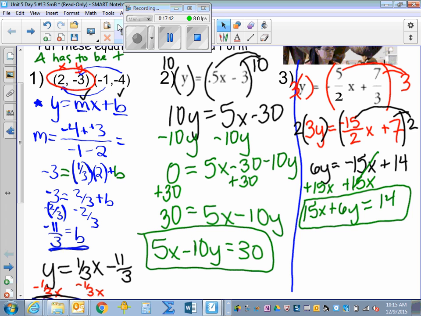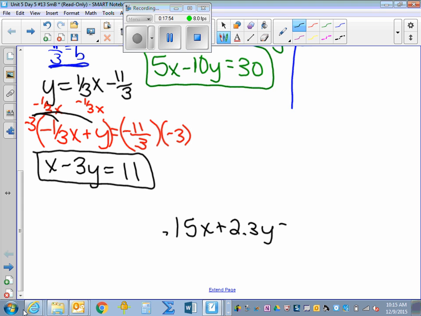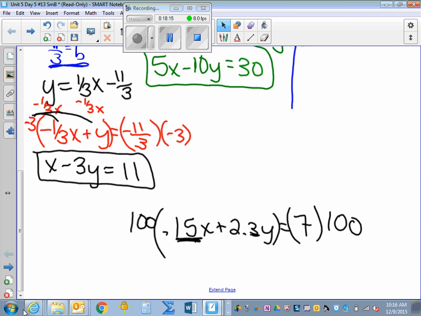If it was 2 decimal places afterwards, let's say, for example, I had 0.15x plus 2.3y equals 7. Here I have 2 decimal places afterwards. Here's only 1, and that's none. So I need to multiply by 100, because this is the hundredths place. So I would multiply by 100 on both sides. Look at how many decimal places afterwards. That tells you how many zeros afterwards. Multiply by 10, or 100, or 1,000, whatever it is.